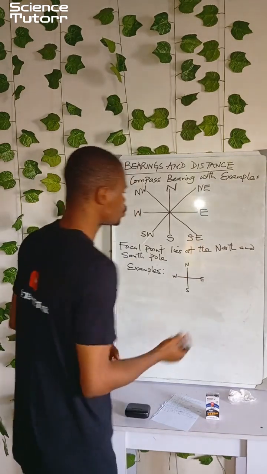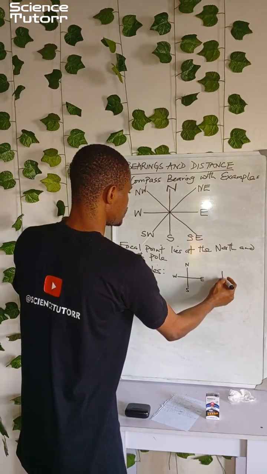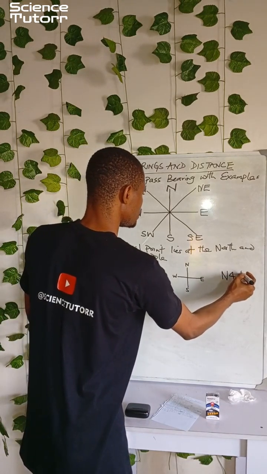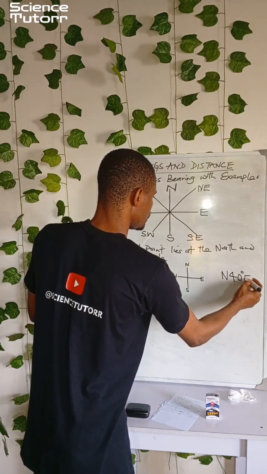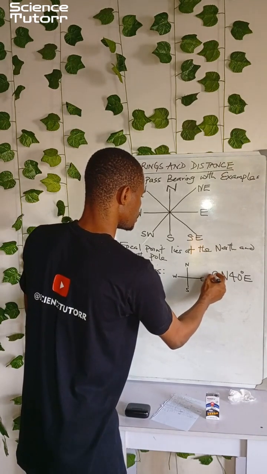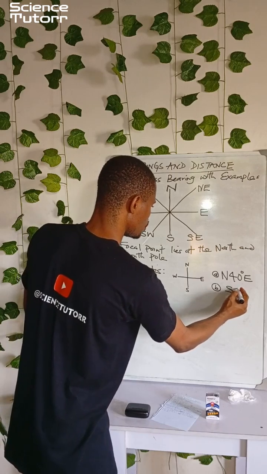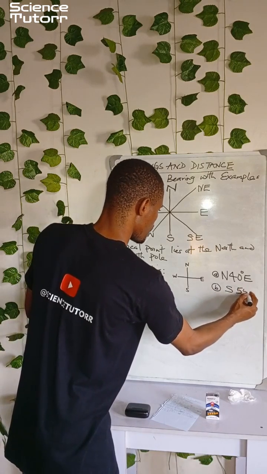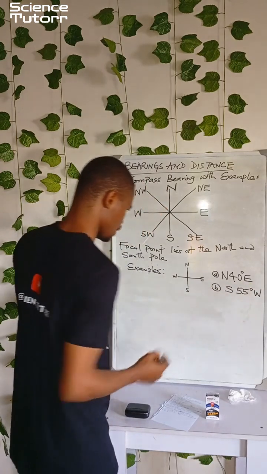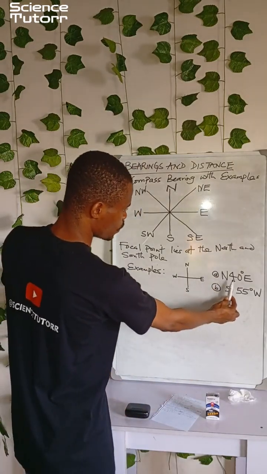Now, for example, I want to interpret north 40-degree east. That means at the northeast, not 40-degree east. Let's take some examples. A, B, let's also say south 55-degree west.